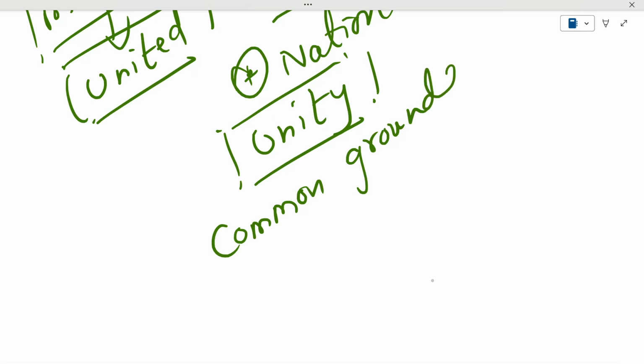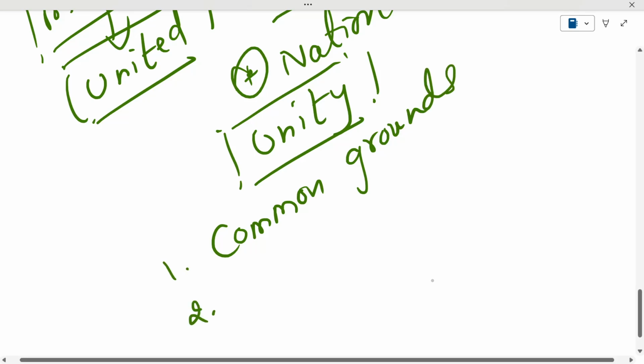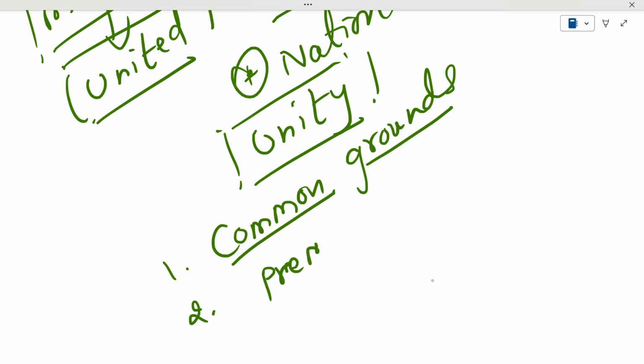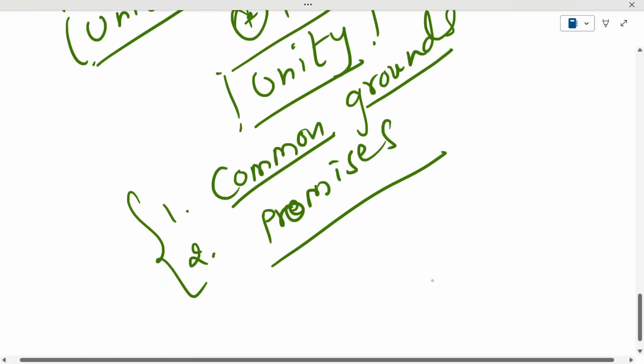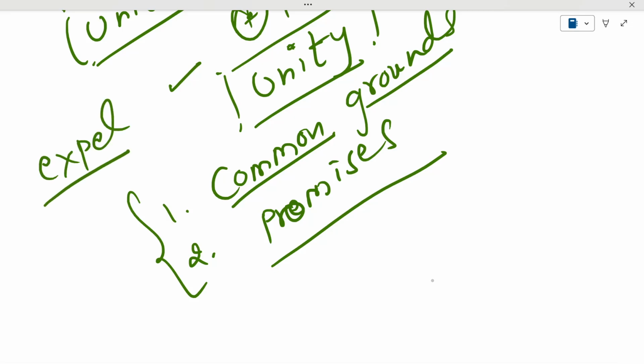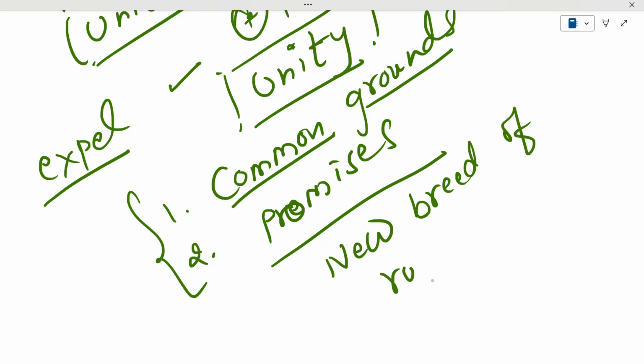So this mobilization happened on two grounds. The first one is common grounds, common things, and the second one is promises. And the first such promise was that if people together can expel the British, they will gain freedom. And freedom here means the new breed of rulers and political leaders will not exploit them.